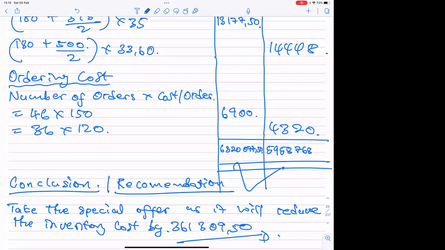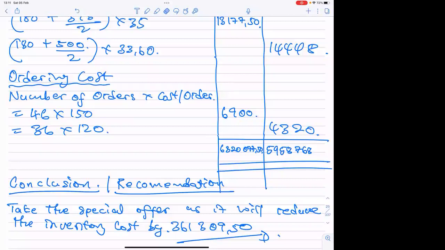Are we happy? Questions? Additions? Subtractions? Yes, sir, I just wanted to check. Let's just say I get a different answer. Maybe according to my calculations, the special is worse than the initial proposal, and I still write a conclusion based on my observation. Will the examiner still mark me right?